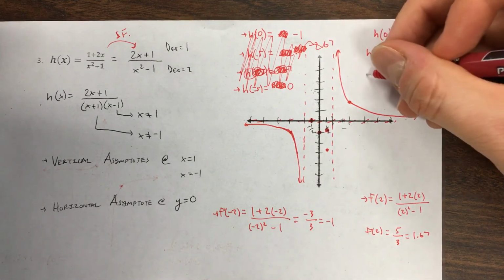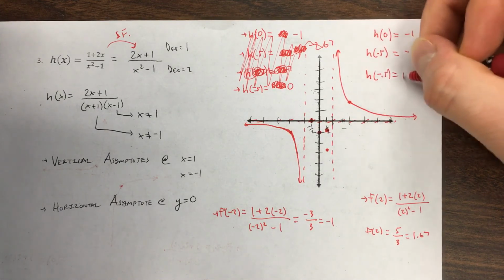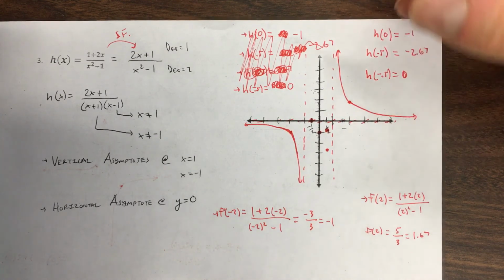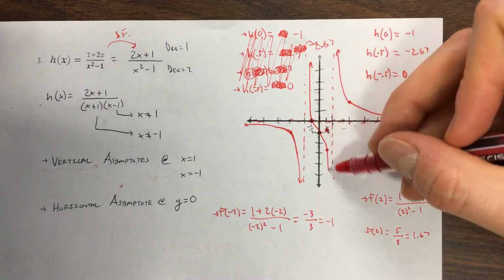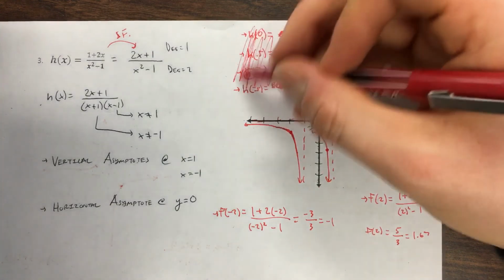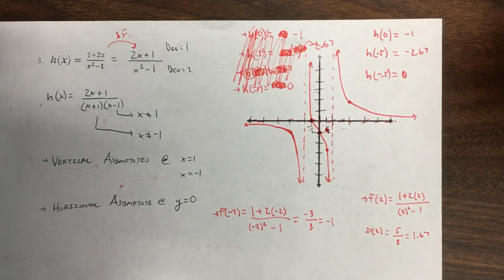Negative 2.67 and h of negative 0.5 is 0. All right, that feels a lot better. Now what we can do is draw the curve that goes through those 3 points. Ignore that one, that's a terrible mistake. And that's what this function looks like.